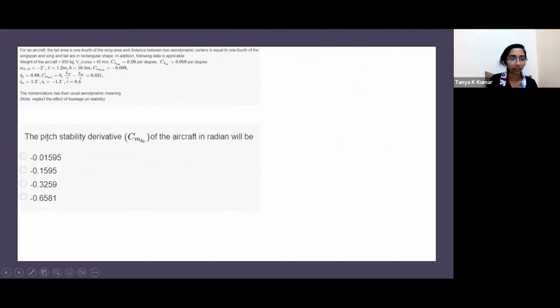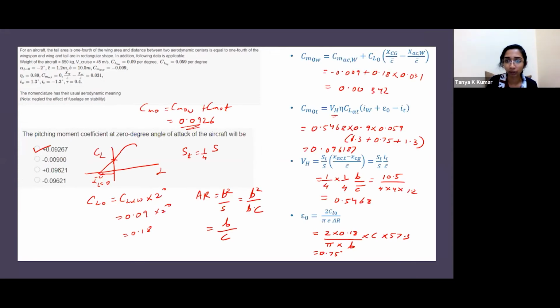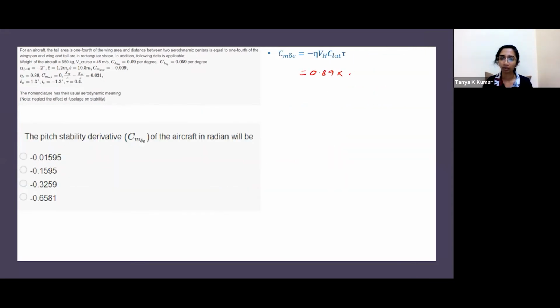Your next question is the pitch stability derivative, Cm delta E. We have a very simple equation: Cm delta E is minus eta VH CL alpha tail tau. Tau is the control surface effectiveness parameter. Eta tail is given to you as 0.89. VH we calculated in the previous step. How much was it? 0.5468.